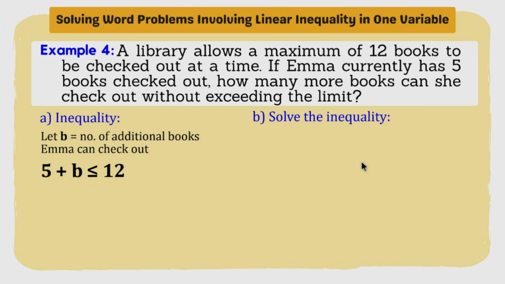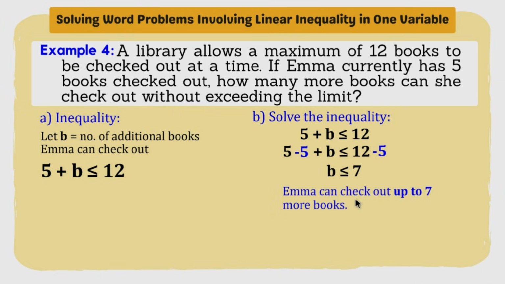Okay, now let us solve for the inequality. 5 plus b is less than or equal to 12. Now let us remove 5 here by subtracting itself 5. Also on the other side, let us subtract 5. Iwan na po si b, and then 12 minus 5 is 7. So b is less than or equal to 7. Emma can check out up to 7 more books.